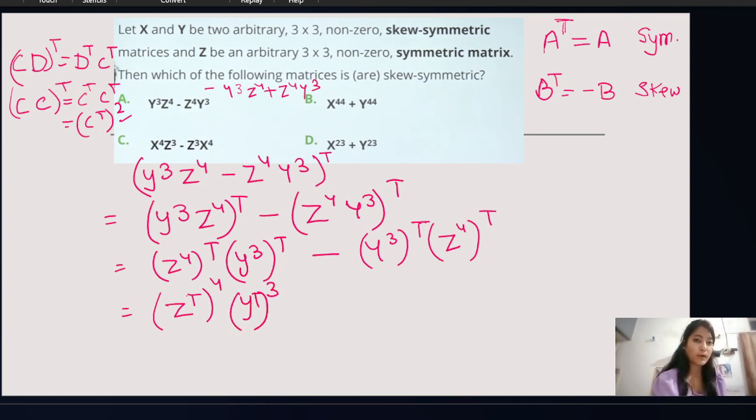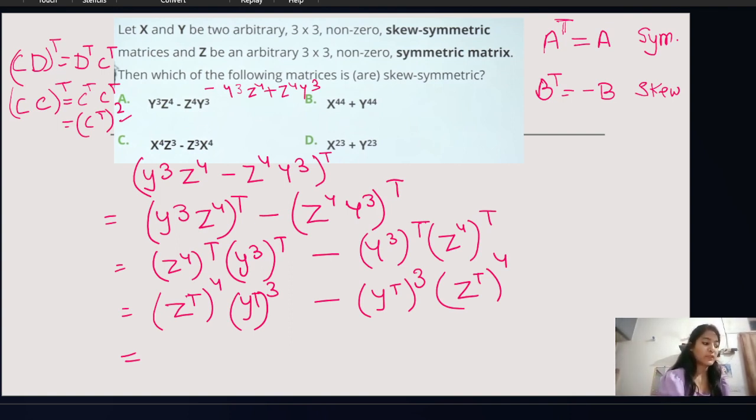This 3 will come outside. From here we are getting Y transpose, this 3 will come outside and this 4 will come outside. Okay, so now the transpose of Z^T, the transpose of Z will be, see, this Z is the symmetric matrix. So that means the transpose of Z will be the same as Z, because it is the property of symmetric matrices: if we find the transpose of the matrix, we get the same matrix.